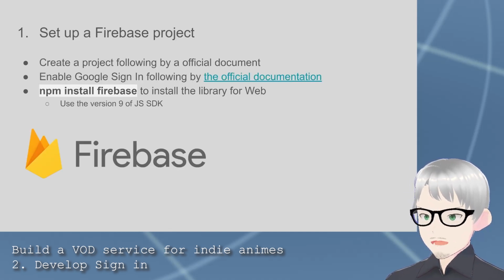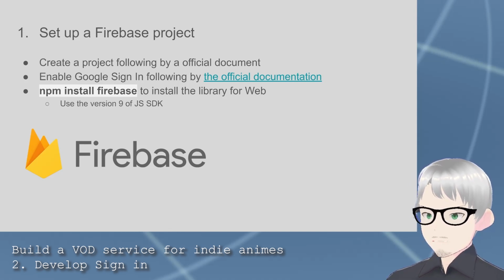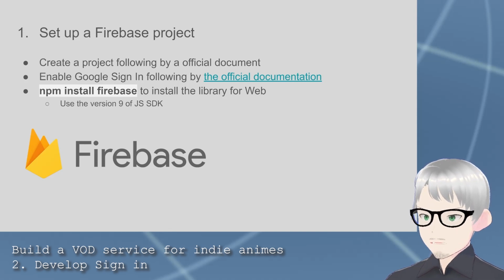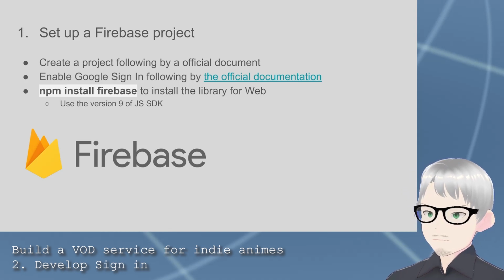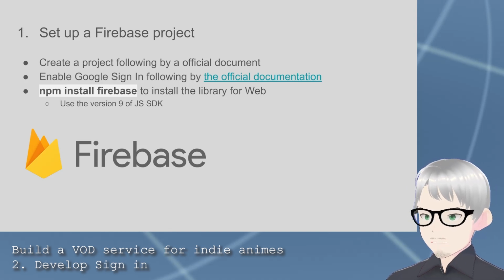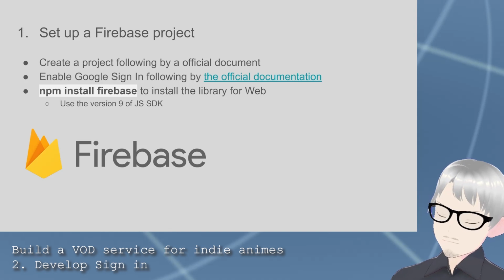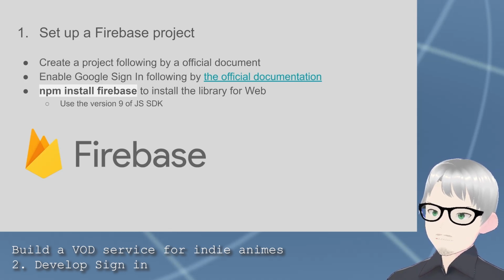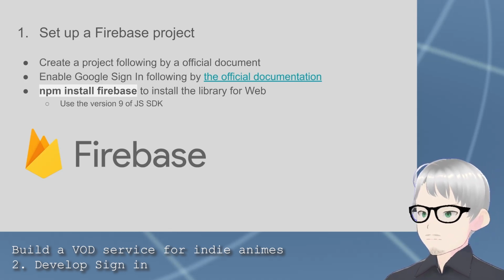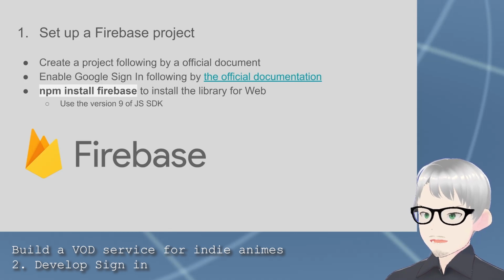First, I set up a Firebase project. This is pretty straightforward. I create the project following the official document and then enable Google sign-in following the official document. And then run an npm command to install the Firebase library. At the time when I worked on this, the version of the Firebase library is 9, so it's a little bit different from the previous version.